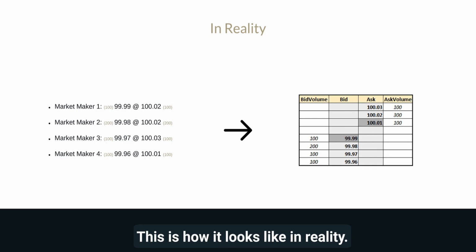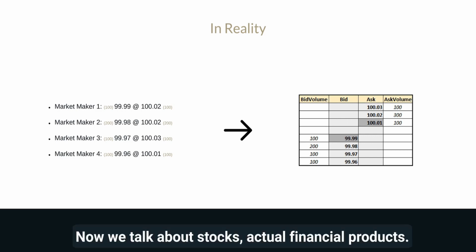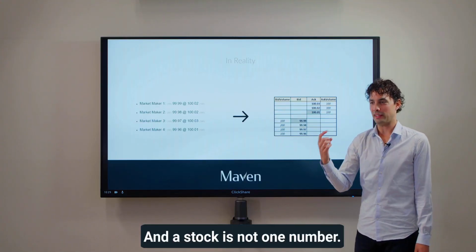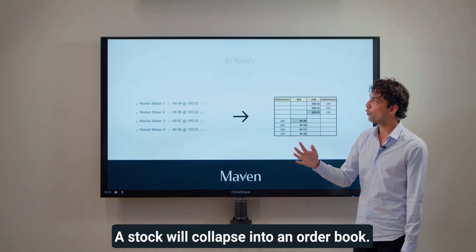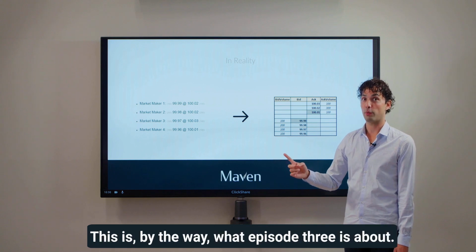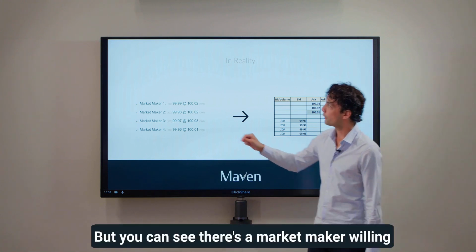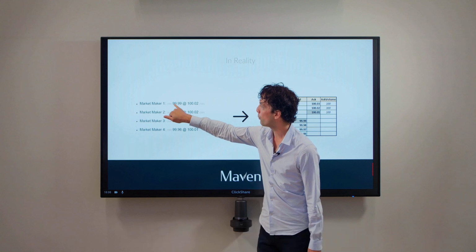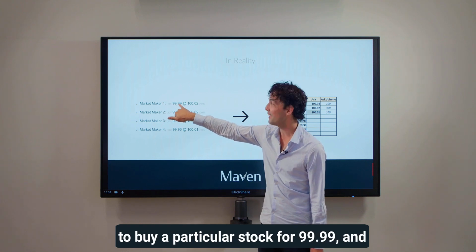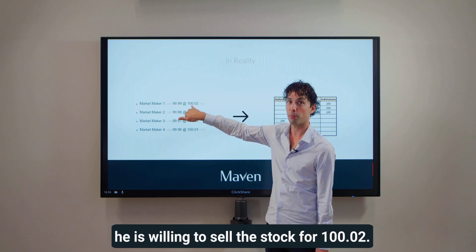This is how it looks like in reality. Now we talk about stocks, actual financial products. And a stock is not one number. A stock will collapse into an order book. This is, by the way, what episode 3 is about. But you could see there's a market maker willing to buy a particular stock for 99.99, and he's willing to sell the stock for 100.02.